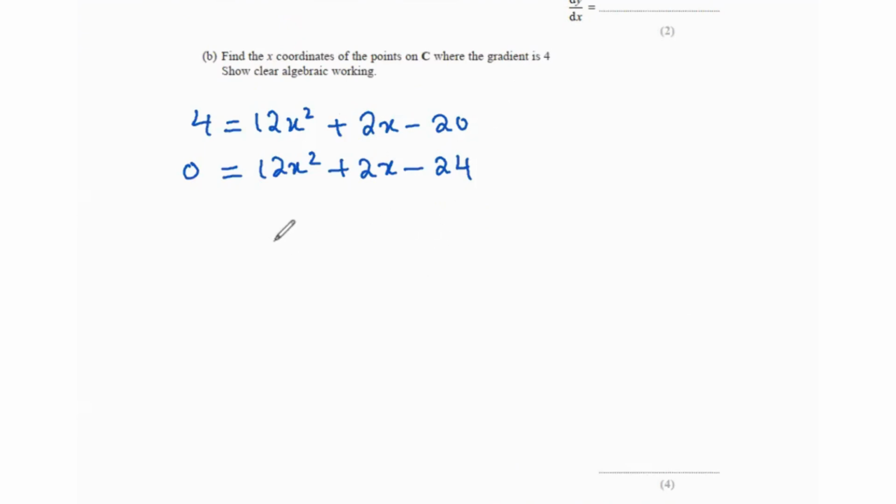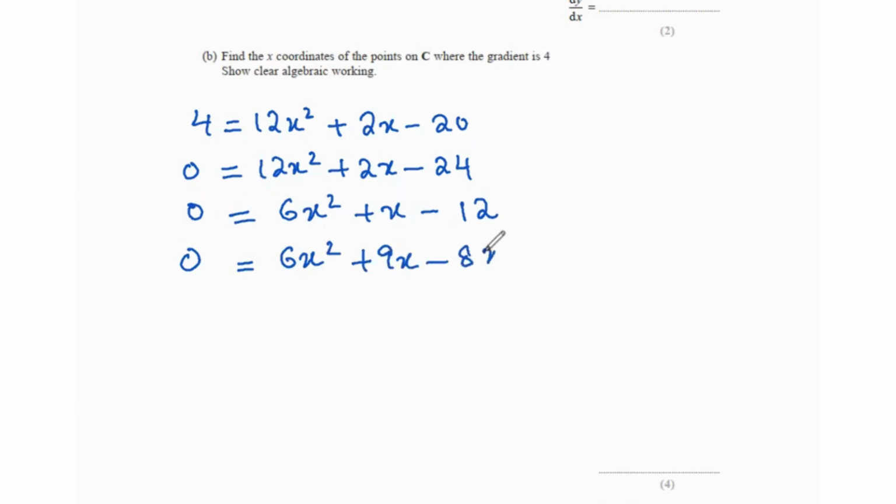Now we factorize this quadratic equation. So you can first simplify this by dividing everything by 2. So that's going to be 6x squared plus x minus 12. Now to solve this quadratic equation, we know that 6 times 12 is 72. 72 is 9 times 8 as well. So we can replace x with 9x minus 8x, and then everything else comes as it is.